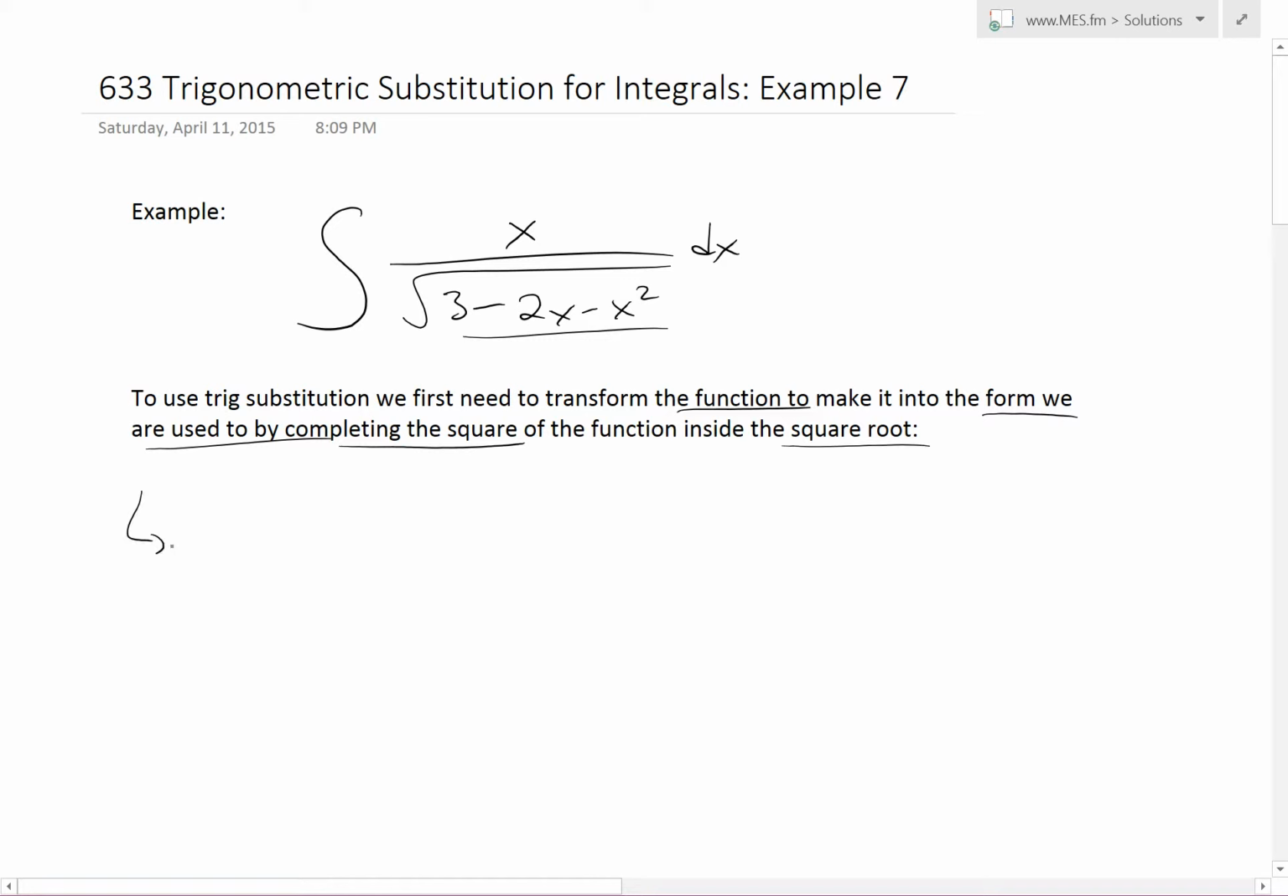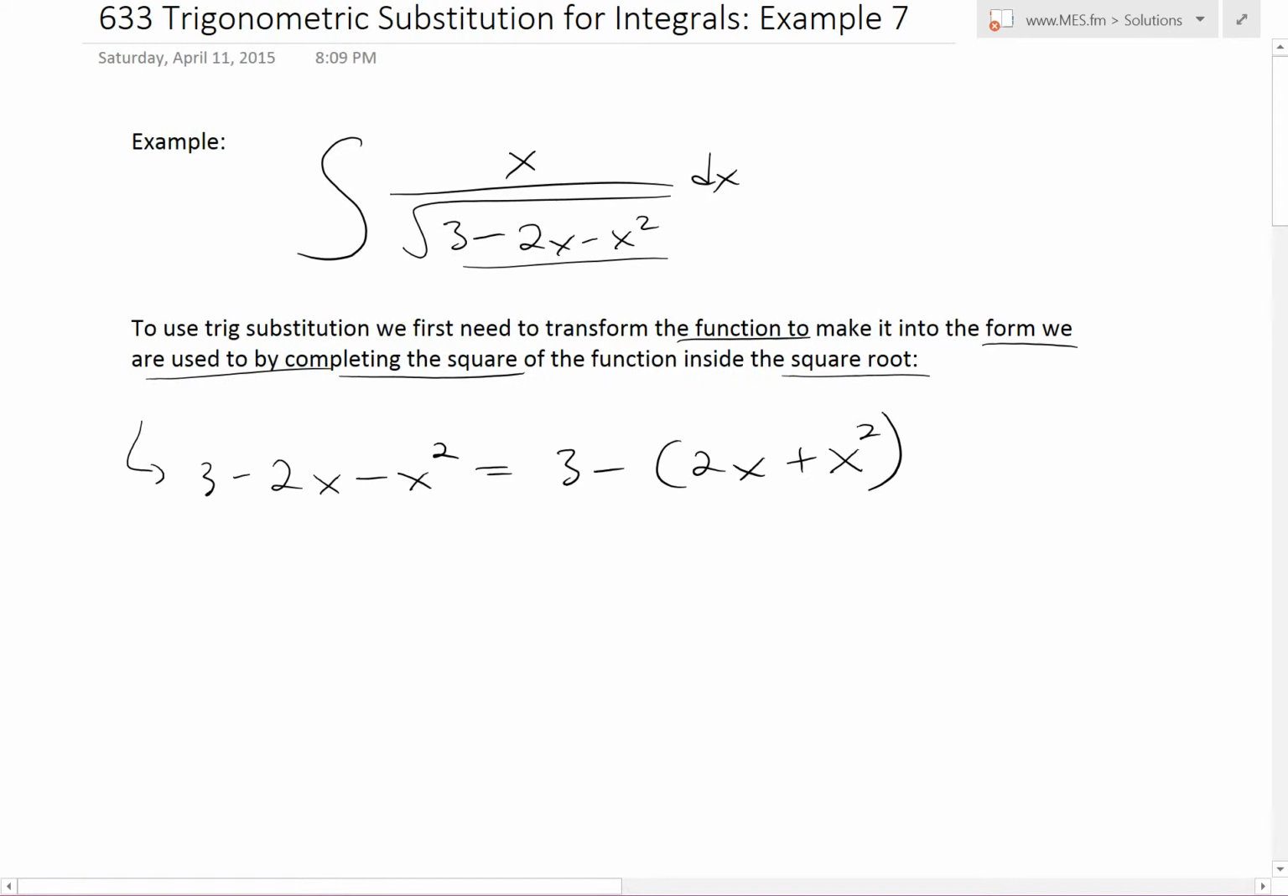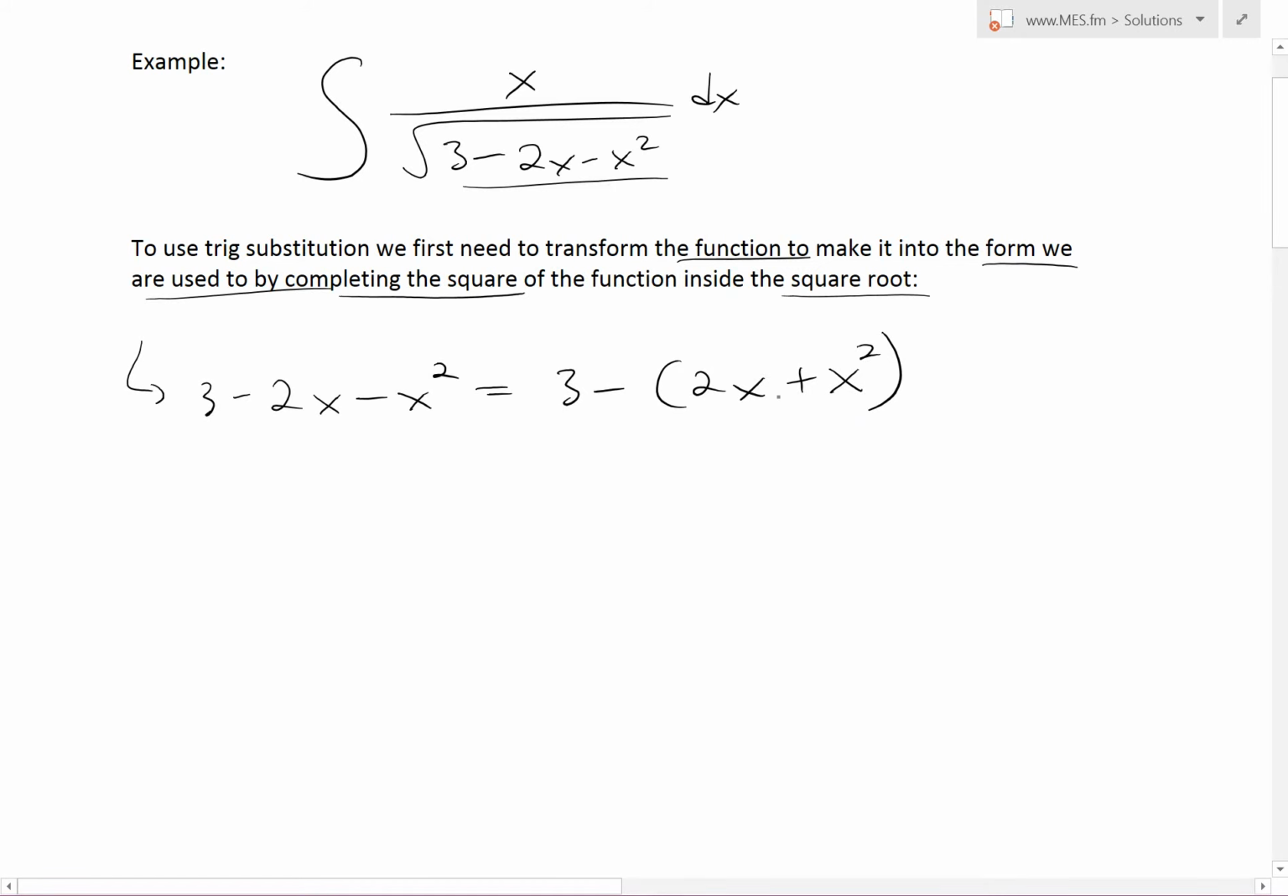So if we look at the inside function, 3 minus 2x minus x squared, first what we could do is take this negative out, so this equals 3 minus (x squared plus 2x). Again, we're trying to make it look like the forms that we're usually used to. Now if we look at this separately, we have x squared plus 2x, and now we complete the square, and before I get to that, I'll show you what I mean.